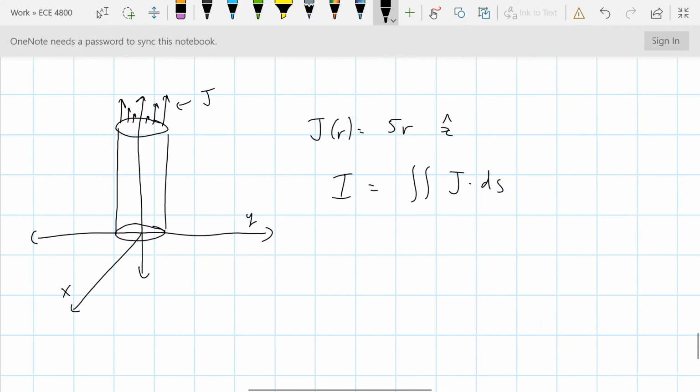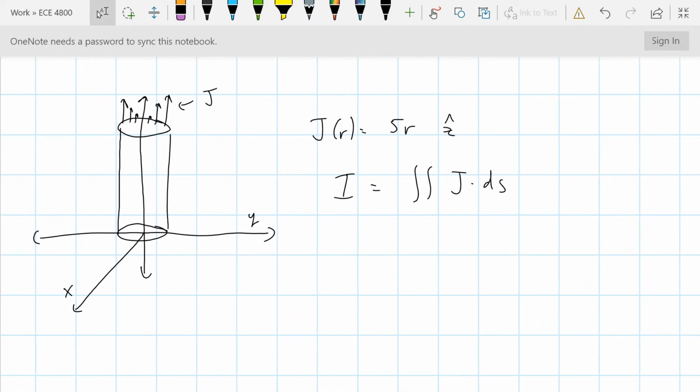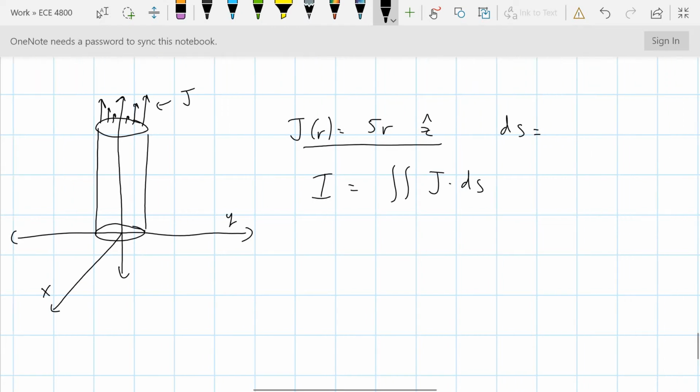Whenever we do problems like this, I like to just break it down. You've defined j of r, and you have the direction and magnitude. Now you want to define dS. So can someone tell me what dS will be? R d phi dr, and direction? Z hat, right. Remember, in this formula, j is a vector, dS is also a vector, so they're vector quantities.